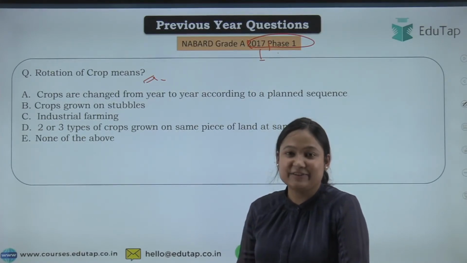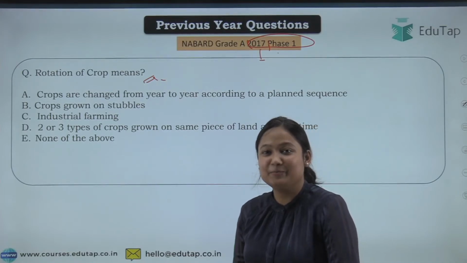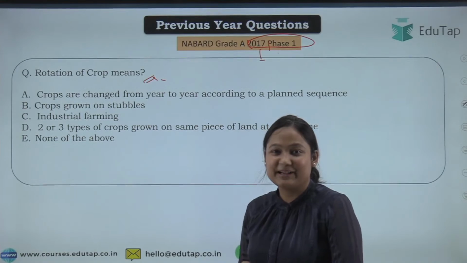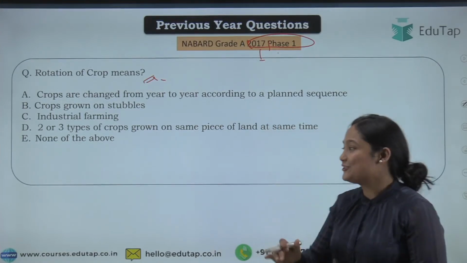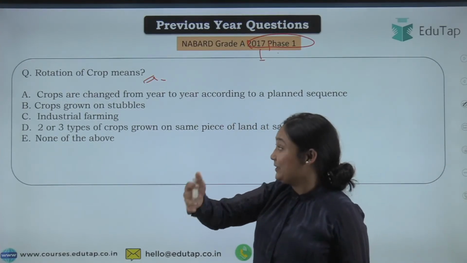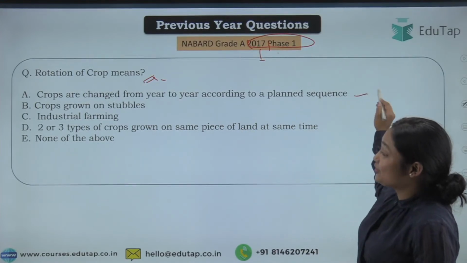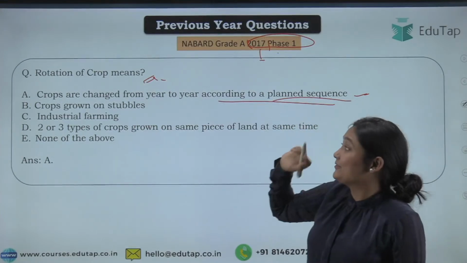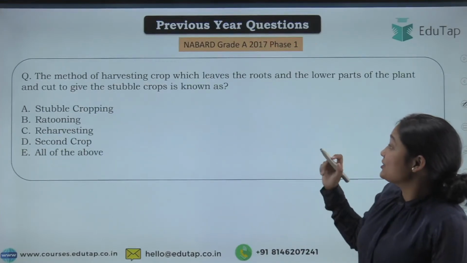Okay, Nilesh has given the answer. Manish has given the answer. Vicky has given the answer. Very good. Asta has given it. Very good. If you study like that, you will be able to clear your exam. So that is your option A: crops are changed from year to year according to planned sequence. So now let's move to our next question.